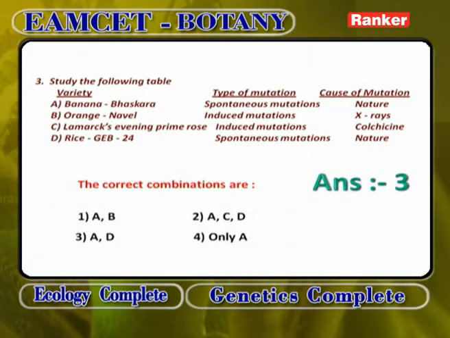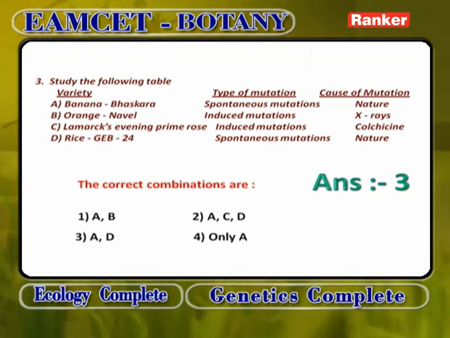This is a 3-column form. Study the following table. Variety banana, Bhaskara variety of banana, spontaneous mutation, nature. Orange, novel variety of orange, induced mutations, X-rays. Lamarck's evening primrose plant, induced mutations, colchicine. Rice GEB24, spontaneous mutations, nature.